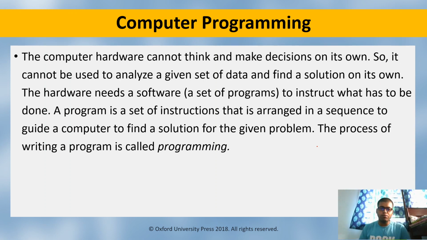So what is computer programming? Computer programming is the process of writing a program. Say you want to do some addition or subtraction on a computer. Now, how to do that? You have to write a program. So that process is called programming.